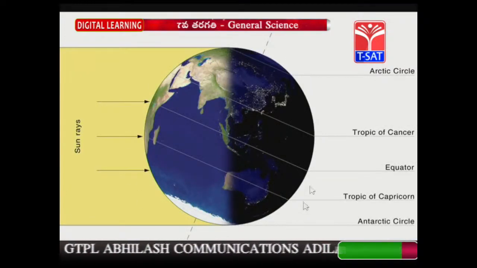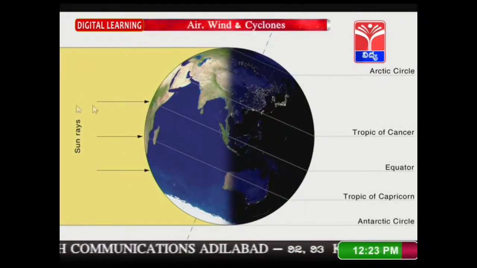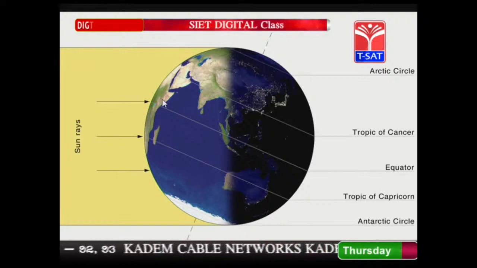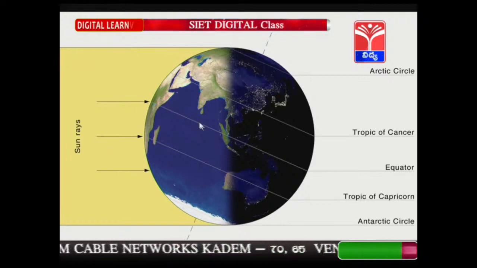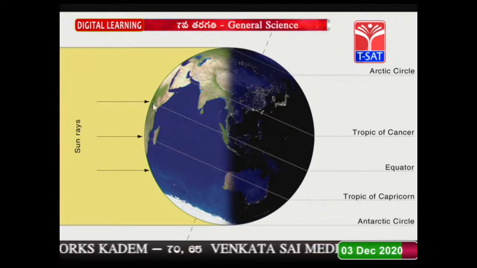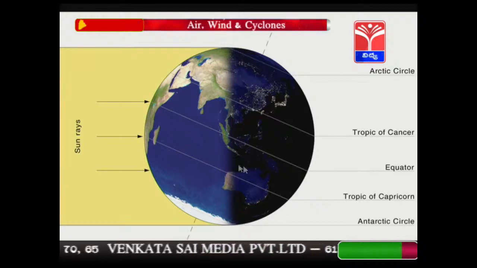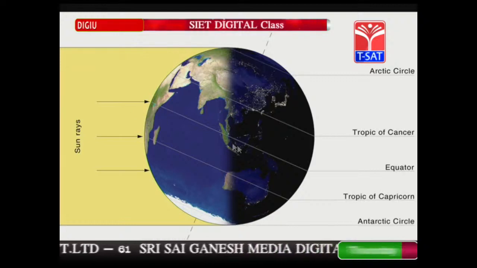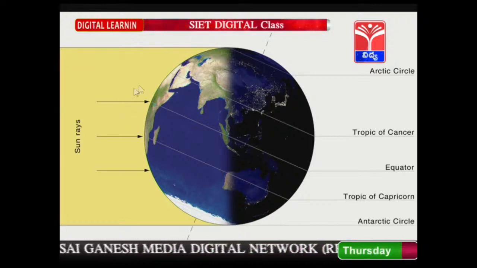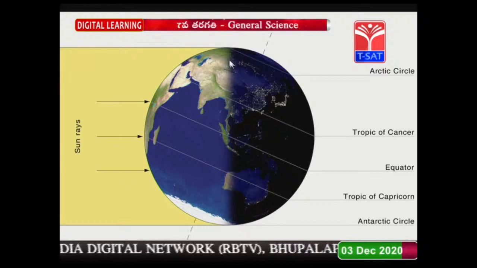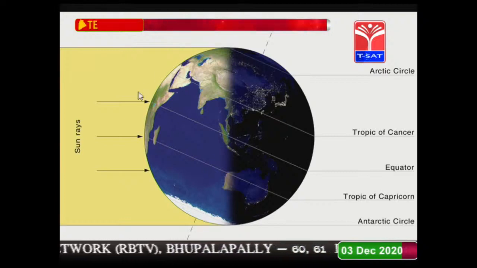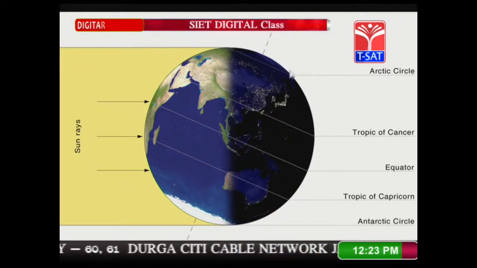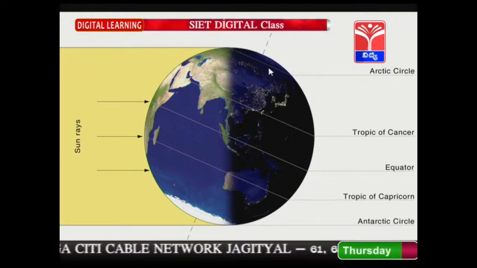What do you see? This is a globe, and from here you see the sun rays are falling. Where are more sun rays falling? They are falling at the equator region. This is the equator, right children? The earth is a little bit tilted. So, more sun rays are falling at the equator and very few sun rays are received at the poles. The density of air reduces here, whereas the cold air which is present at the poles is more dense.